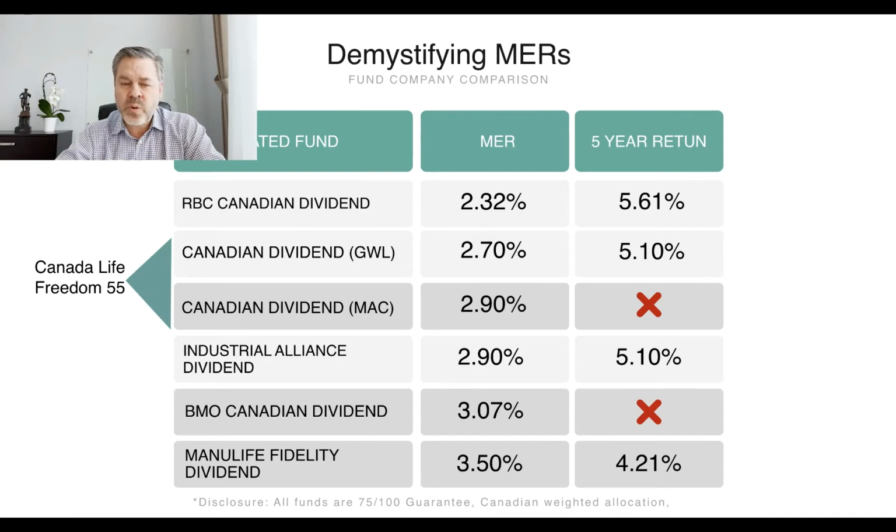2.9%, 5.1%. Bank of Montreal, 3.07%, no 5-year return. It's kind of interesting, Bank of Montreal has ETFs as the underlying security in this fund, and yet it's a higher cost to you. I was kind of surprised. Manulife Fidelity is 3.5 and a 4.2, so the highest cost among all of them and the least return available.